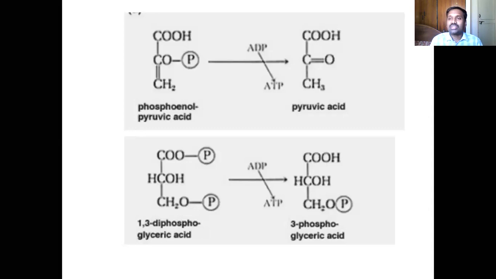What is the source? The source is nutrient molecules, carbohydrates and lipids. These two are the intermediates which are formed during glycolysis. So glycolysis gives phosphoenol pyruvate as well as diphosphoglycerate. They make ATPs. And what is required for glycolysis? The substrate, glucose.